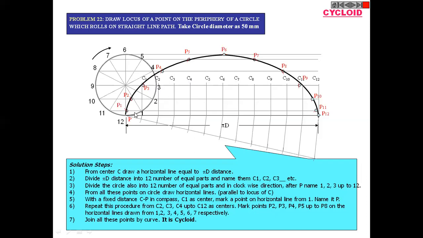Likewise, you have to get all 12 points of the position of the moving point. Then you have to join all these points, and then you get your required curve. And the name of this curve is the cycloid.